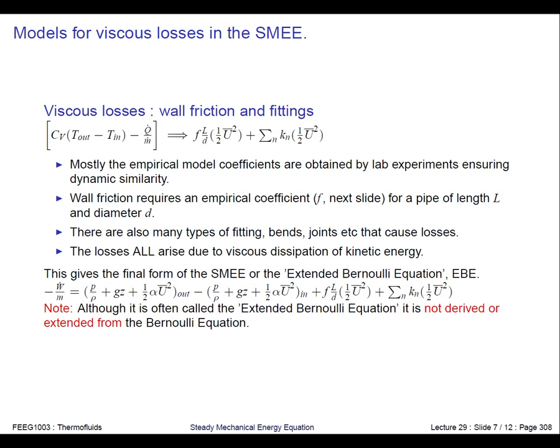Okay, so this gives me my final form of the extended Bernoulli equation. This is my pump term, this is my total energy going out, this is my total energy going in, this is my frictional loss due to my pipe wall, and this is my fitting loss due to whatever kind of fittings I've got along my pipe network.